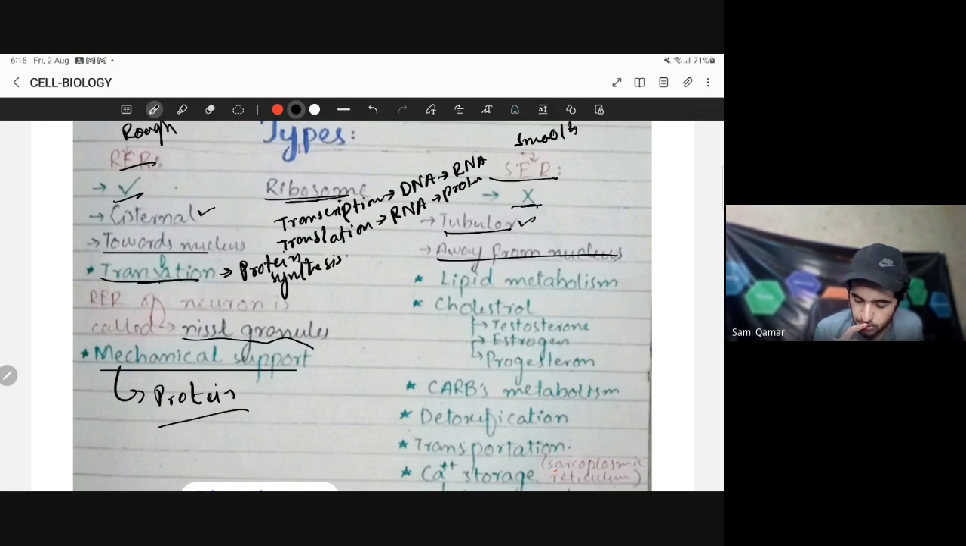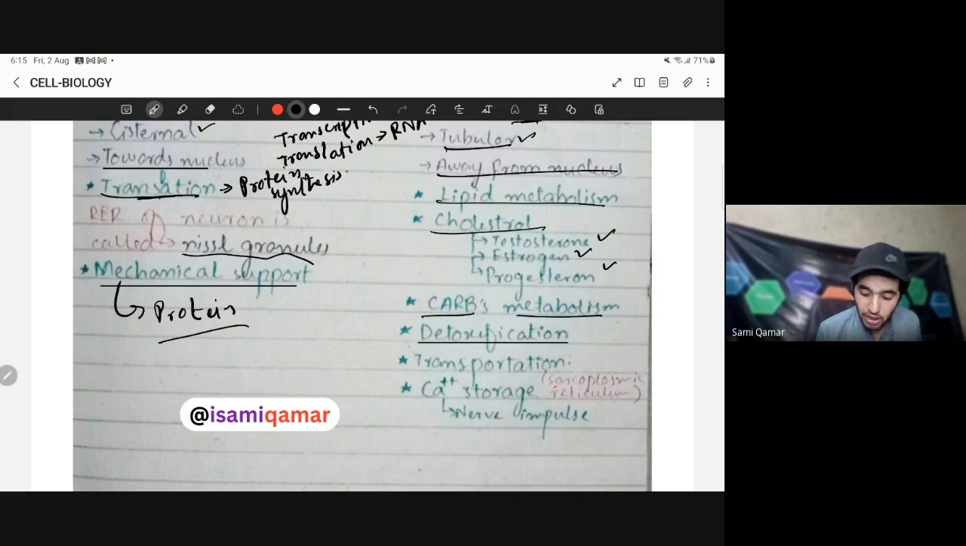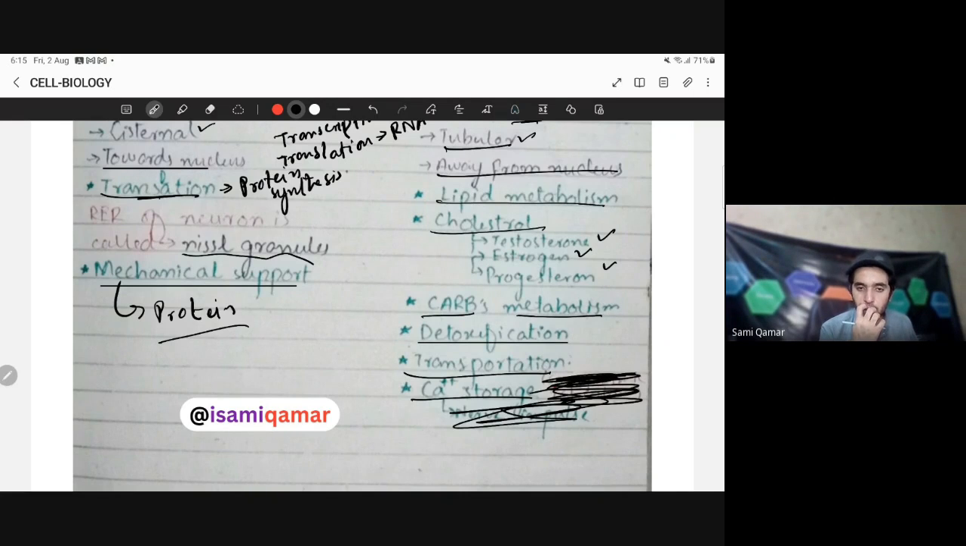And what will the smooth endoplasmic reticulum do? It will do lipid metabolism, cholesterol, also lipids, so testosterone, estrogen, progesterone, all those hormones. These are sex hormones, and these are all formed via the smooth endoplasmic reticulum. Carbohydrate metabolism also happens on the smooth endoplasmic reticulum. It helps in detoxification and transportation. It forms vesicles. Calcium ion storage, where? Let me tell you. The smooth endoplasmic reticulum stores calcium ions.